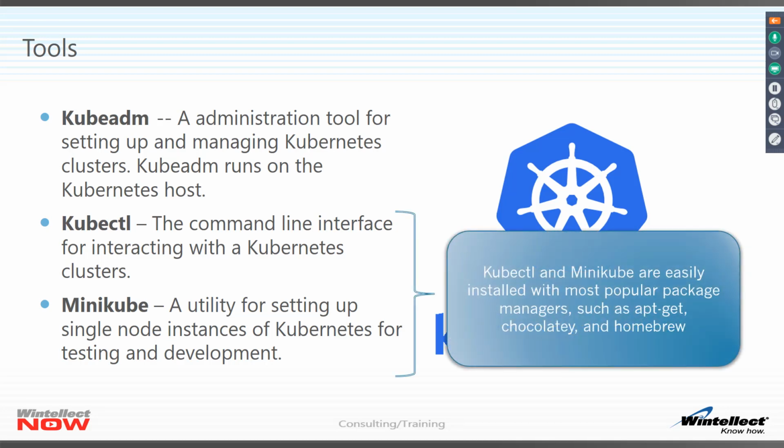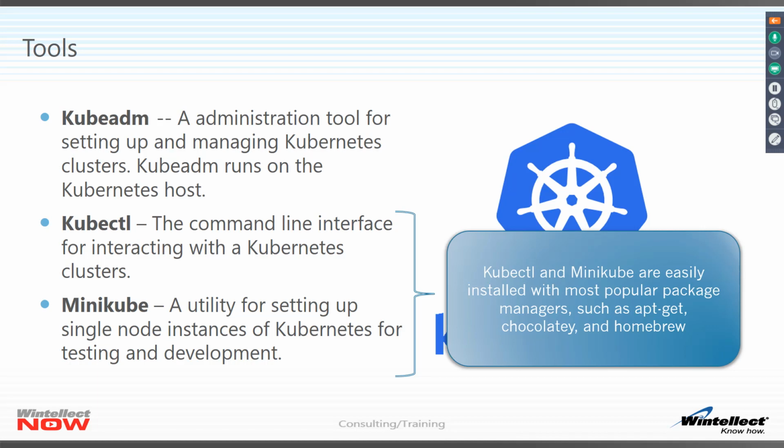Now, I want to note with these two, Kube Control and MiniCube, you can easily install these from popular package managers such as apt-get, Chocolatey, or Homebrew. apt-get is for Linux. Or you could use Yum if you're on Red Hat, or apt-get if you're on a Debian-based distro. Chocolatey is a package manager for Windows, and it's fairly popular among open source projects, and it works a lot like apt-get does on Linux, or Homebrew does on Mac, and you can just run choco install and install a package from Chocolatey.